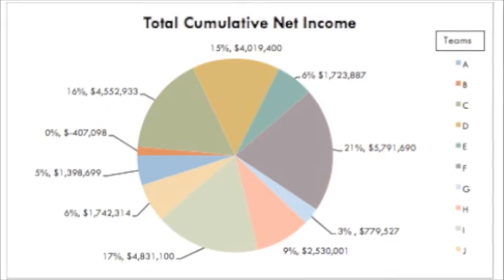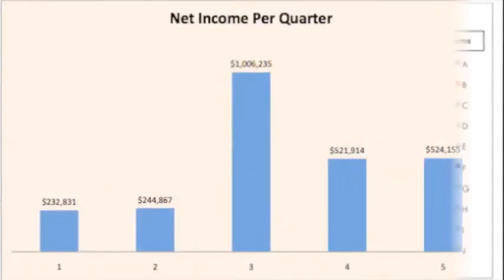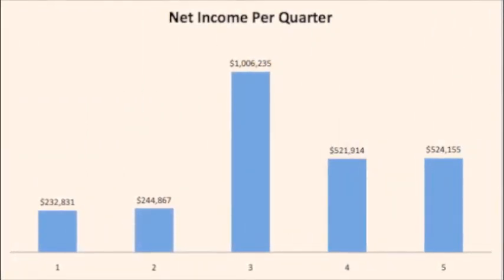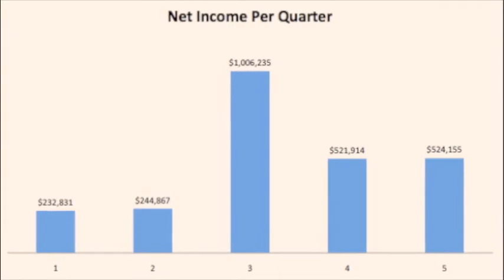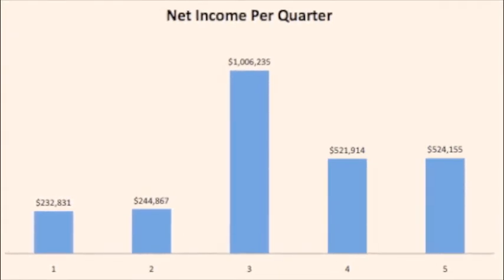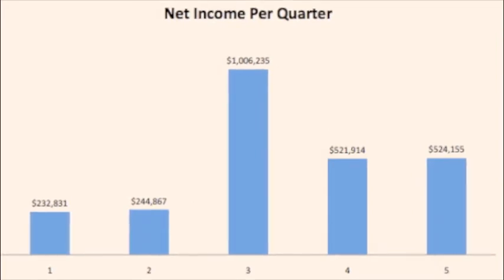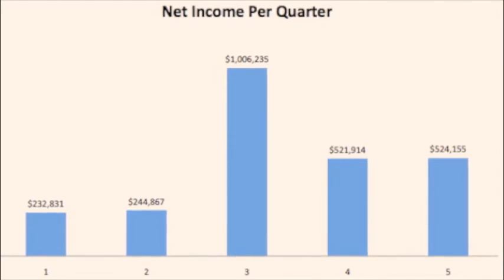If you look at the next graph, it shows the net income for each quarter for just our group. This graph shows the net income per quarter for our group. For the first quarter, you can see that we accumulated over $200,000 in net income. This was our lowest amount of net income during the 5 quarters. As you look at the graph, you can see that our highest amount of income was during the third quarter, at over $1 million in net income.